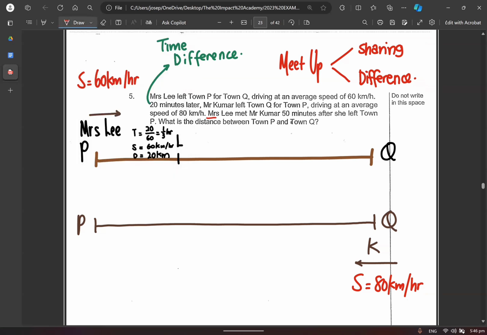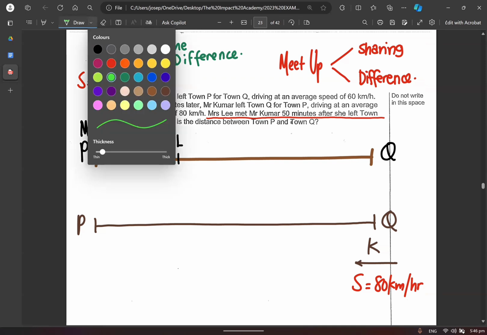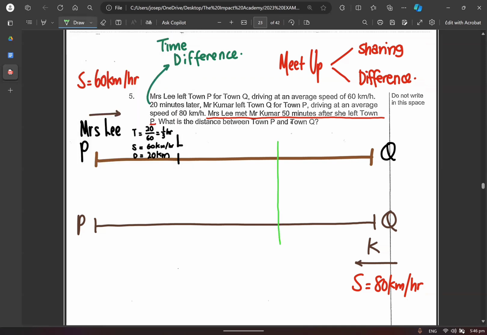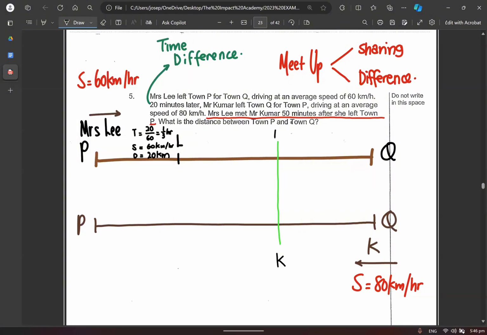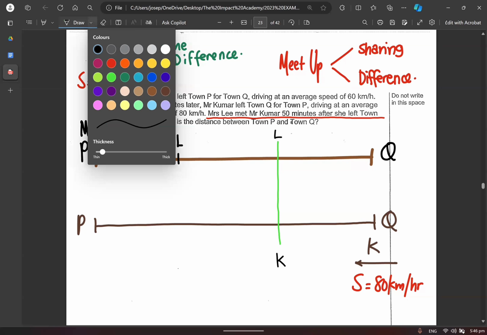Mrs. Lee met Kumar 50 minutes after she left town P. That means, where did they meet? Let's find the meeting point. The meeting point should be, I estimate, somewhere here. When Kumar is here, Mrs. Lee is here. And Mrs. Lee has already traveled how much?